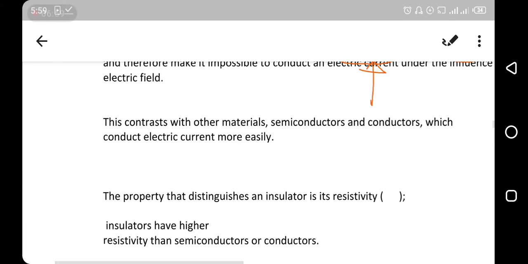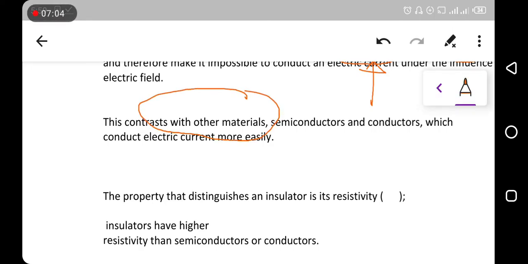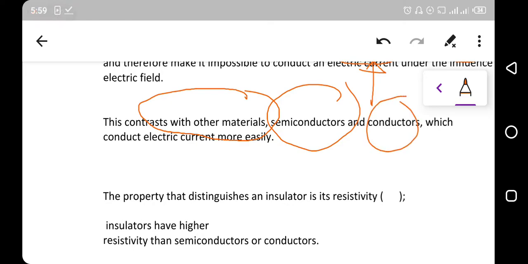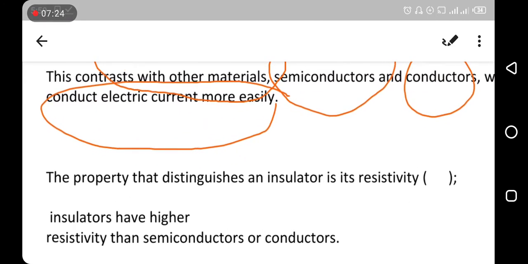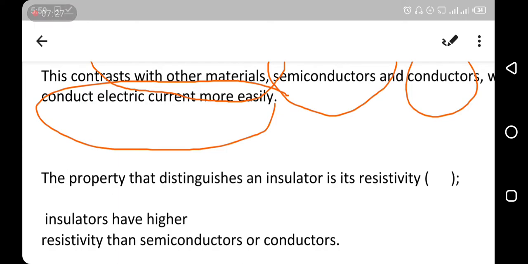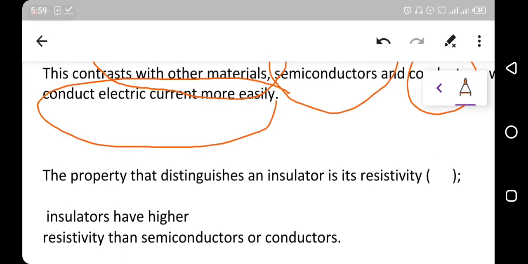This contrasts with other materials. This property is different from other materials like semiconductors and conductors, which conduct electric current more easily. So the conductors and semiconductors conduct electric current. The property that distinguishes an insulator is its resistivity.